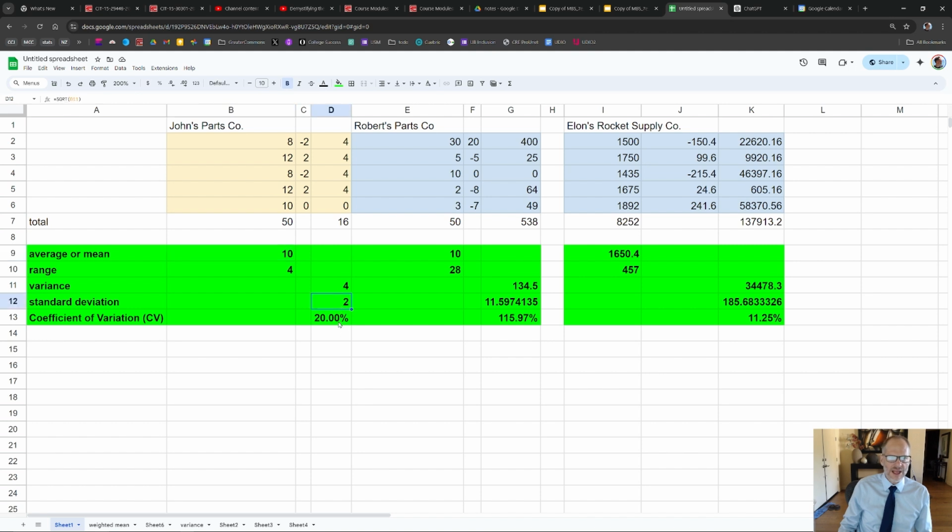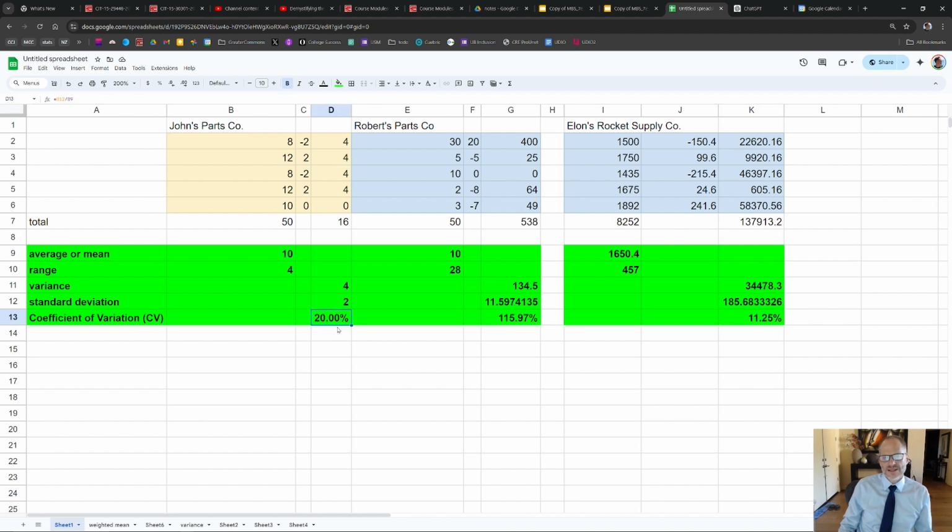So the standard deviation is 20%, 2 over 10, of the mean. The standard deviation is 115% of the mean, right? 11.59 divided by 10 is 115%. The standard deviation, 185 divided by 1650, is 11% of the mean. So this actually has the least variance, which is interesting.